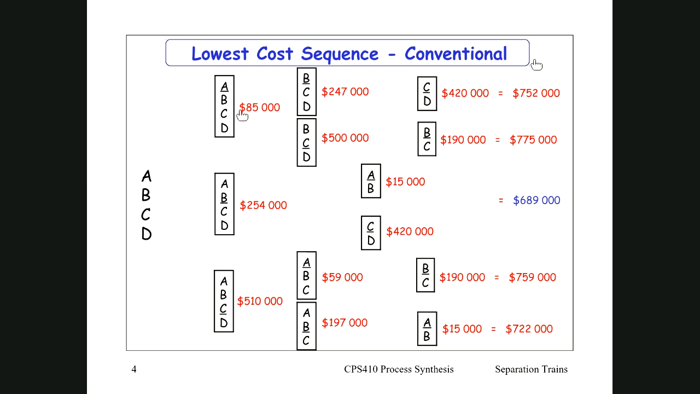Similarly, when you've got a BCD mixture, you could have done BC/D, and then you would still need to separate the B from C, and you'll get 775. All right, so this is a nice, easy problem because we've only got 4 components. When you've got 4 components, there are 5 different ways of doing it.